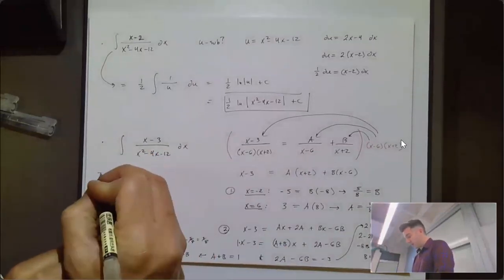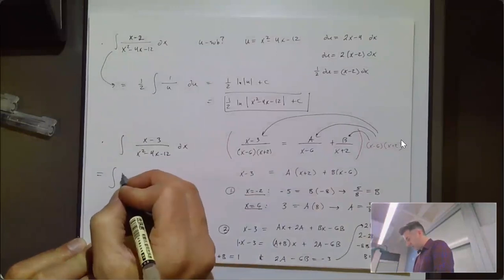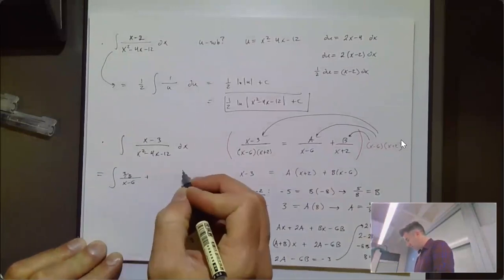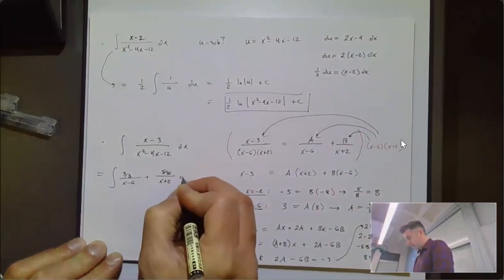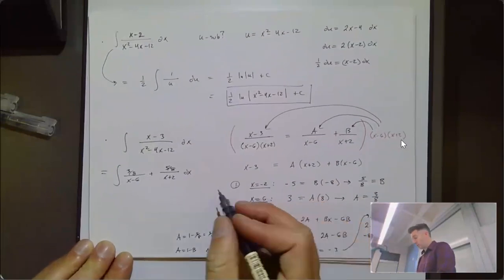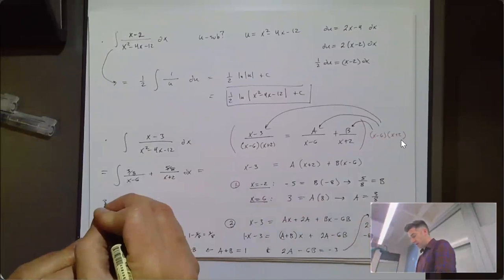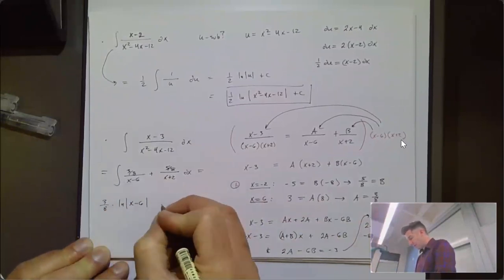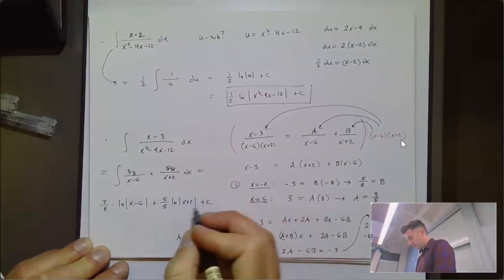Rewriting this integral, this is going to equal the integral of a, which is 3/8 over x minus 6, plus b, which is 5/8 over x plus 2. And then most of the rest of this becomes pretty straightforward. 3/8 times 1 over x minus 6, the integral is 3/8 times the natural log of the absolute value of x minus 6, plus the integral of this is going to be 5/8 times the natural log of the absolute value of x plus 2, plus c.